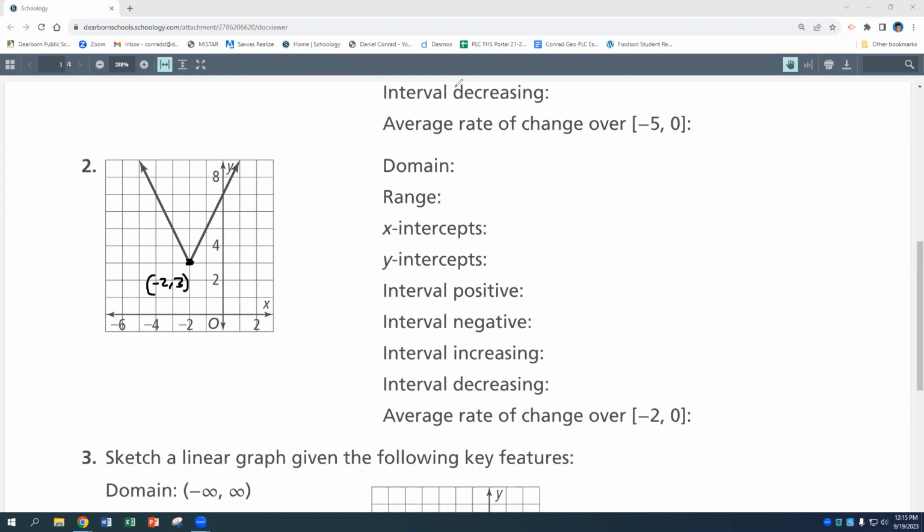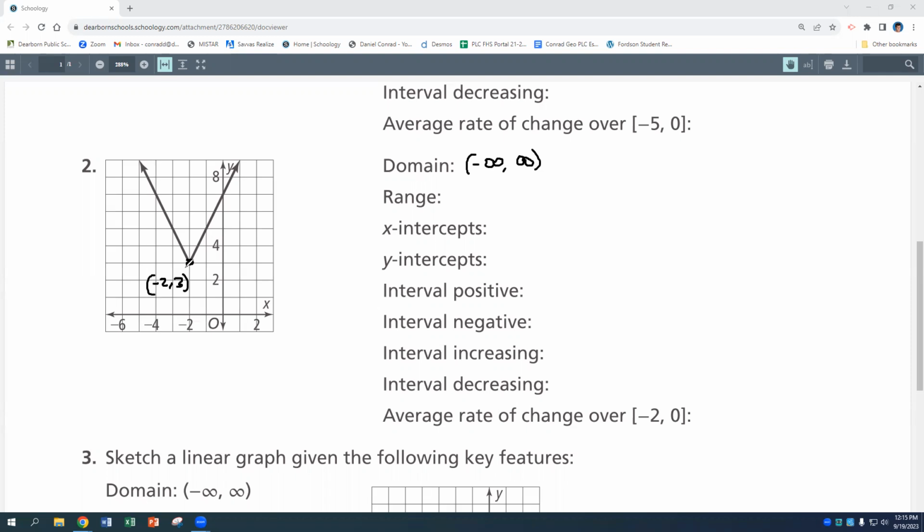So my domain is how far left and right we can go. So this, again, the arrow is going up to the left, so it can go all the way left and all the way up. And this arrow is going up to the right, so it goes all the way right and all the way up. So domain is how far left and right you're going. So we're going from negative infinity all the way to positive infinity, from all the way to the left to all the way to the right.